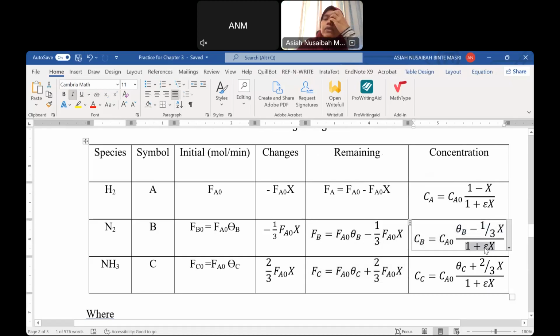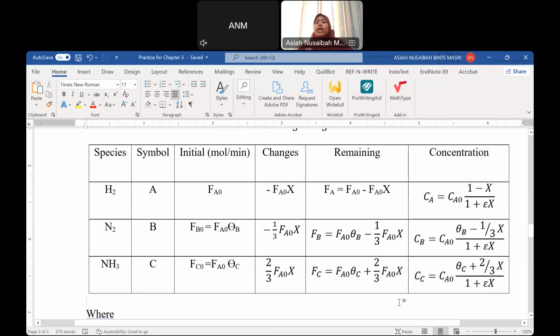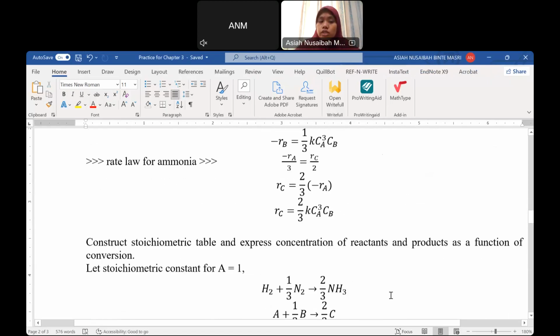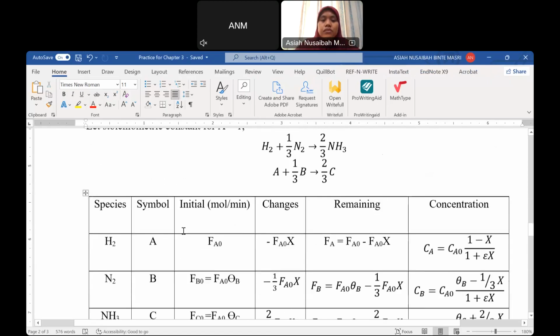This 1 plus epsilon x appears because it is a gas phase. If it is liquid phase, then you won't have the denominator here. And then for the product, Cc, the concentration of C after a certain time is equal to Ca naught theta C plus 2 per 3 x over 1 plus epsilon x.